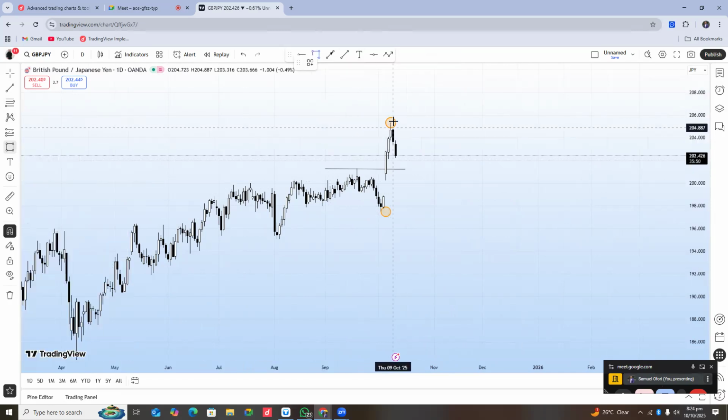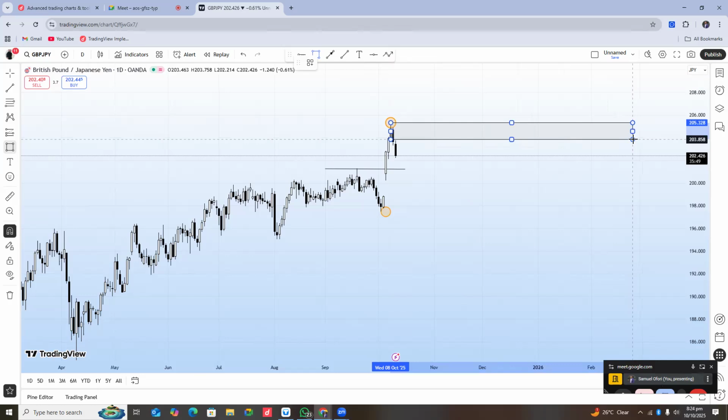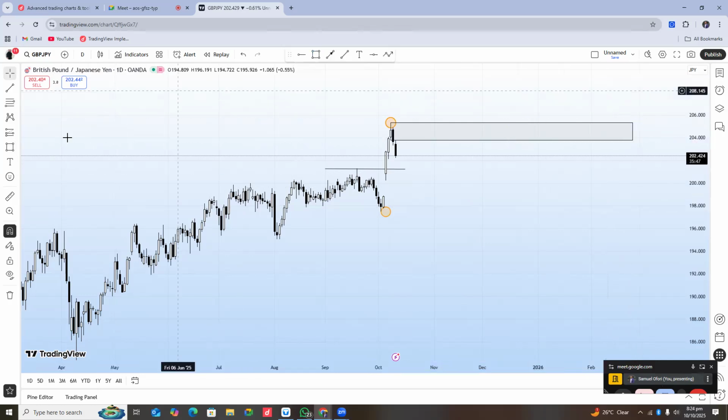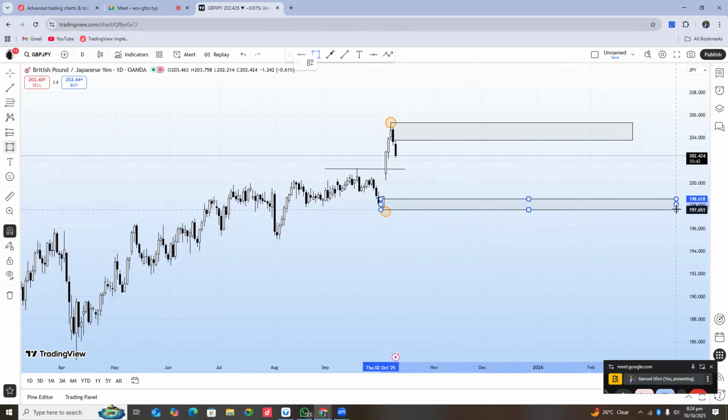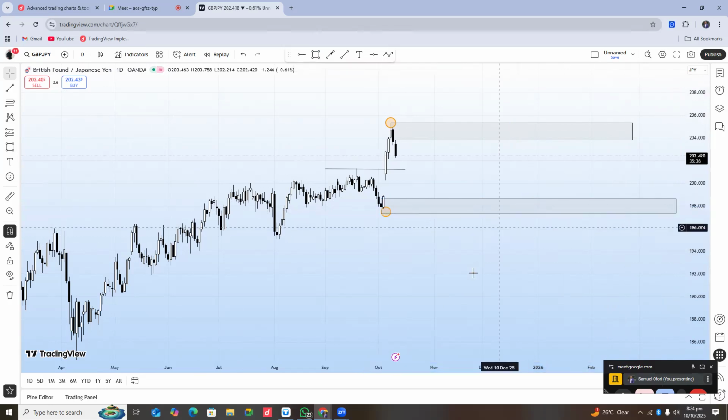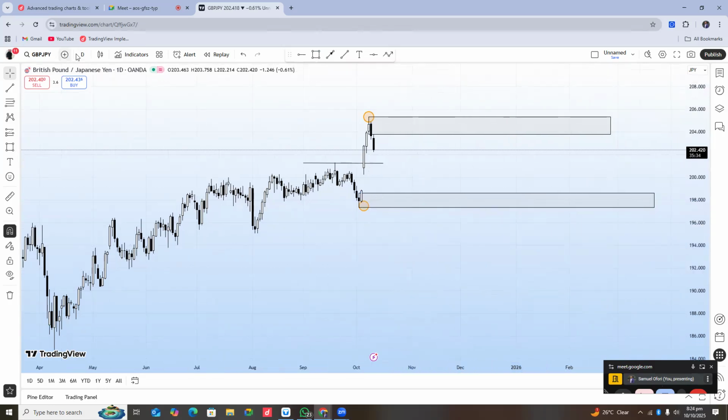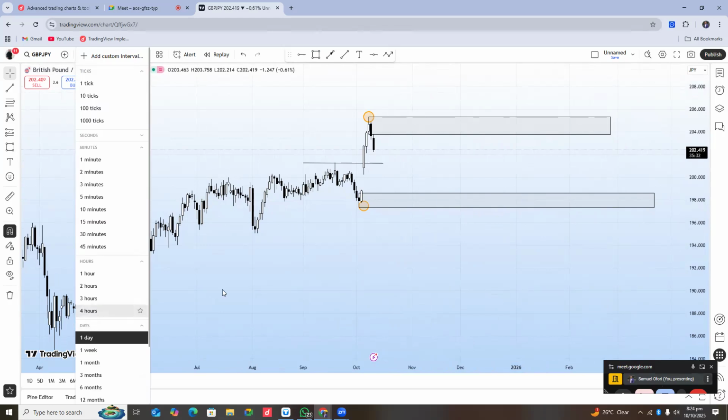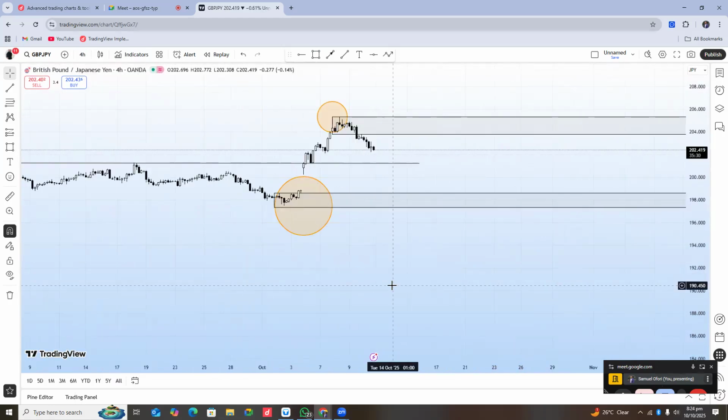This is an uptrend. So I want to trade from here, or I mean that I'm targeting this range. I'm targeting this range. Okay, that's what I'm doing. Now let me go to 4 hours and see what's happened over there.